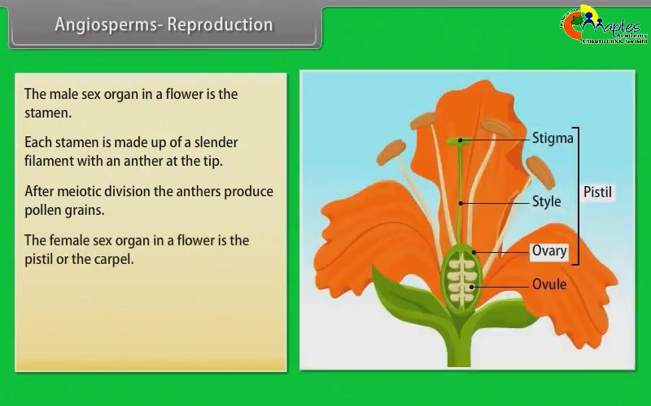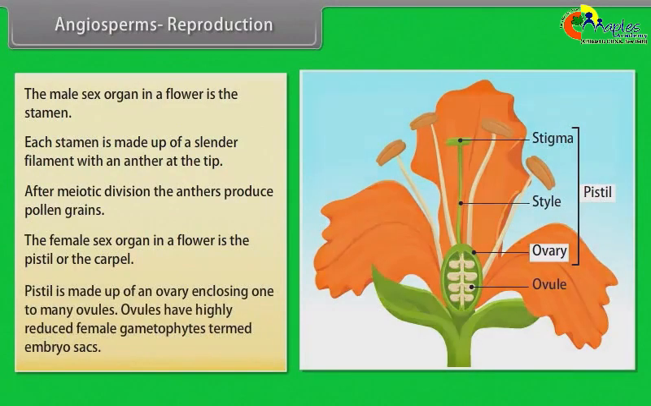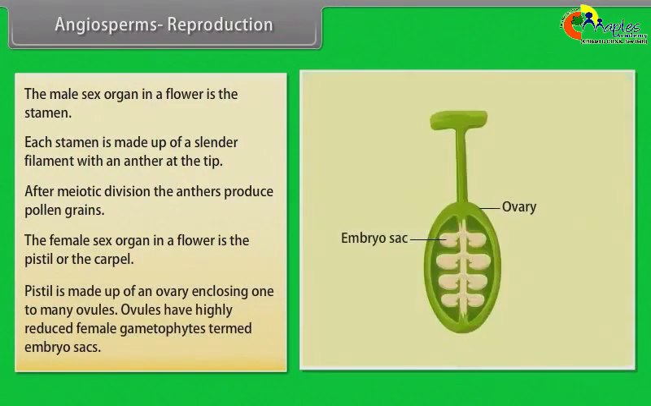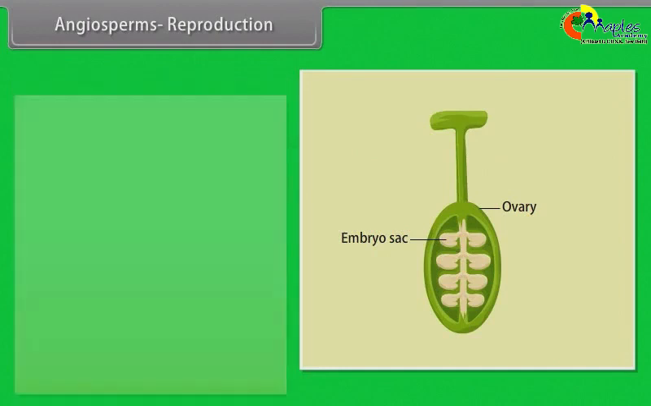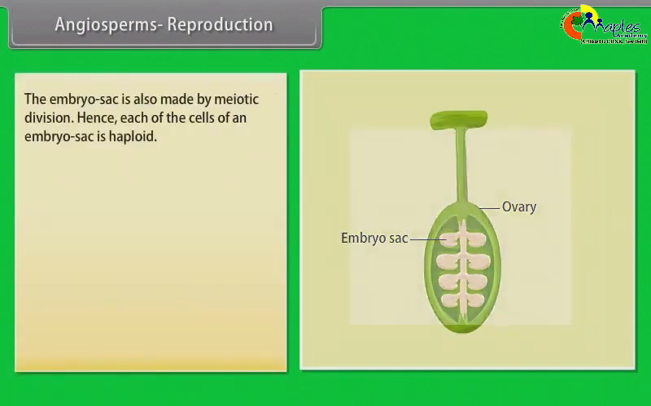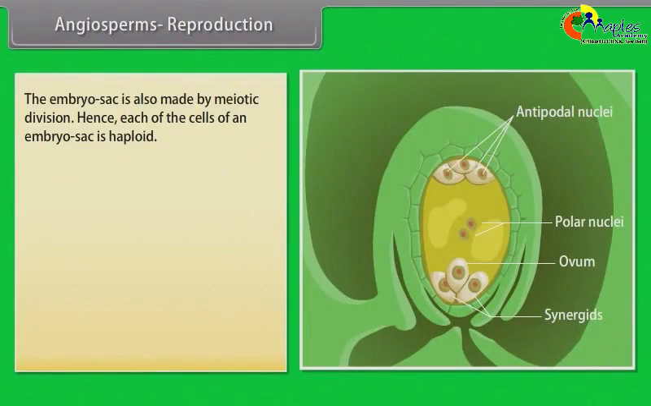The female sex organ in a flower is the pistil or the carpel. Pistil is made up of an ovary enclosing one to many ovules. Ovules have highly reduced female gametophytes termed embryo sacs. The embryo sac is also made by meiotic division. Hence, each of the cells of an embryo sac is haploid.